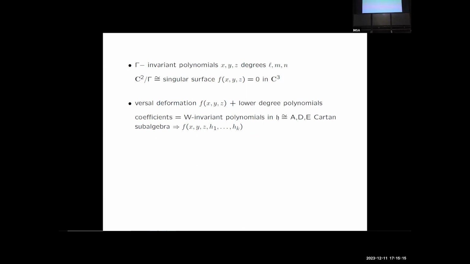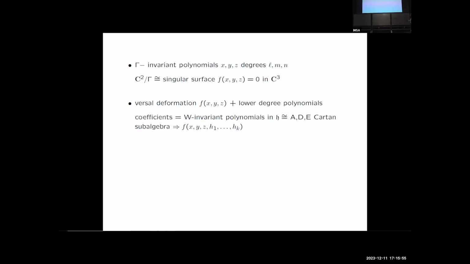Constructing the twistor space is not so difficult. You take your singular surface that's given by well-known equations in 3 variables. If you take the real invariant polynomials on C^2, it's generated by 3 polynomials x, y, z of various degrees. They satisfy a single equation, which gives you an embedding of this singular surface in C^3. And this singularity has a versal deformation.